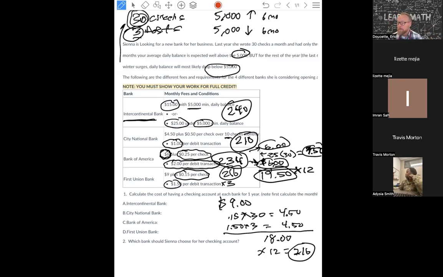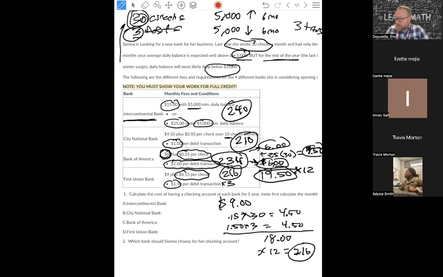Monthly fees. And so each one you just have to think through. Then the second one was $4.50 plus 50 cents for every check over 10 checks. So the first 10 checks are free. The next 20 though I have to pay for. And then I had mentioned up here at the beginning that she had 30 checks to write a month, and it's off the screen, I apologize, but it was 3 transactions with her debit card. And then the only time that 5,000 came into play was the first one.